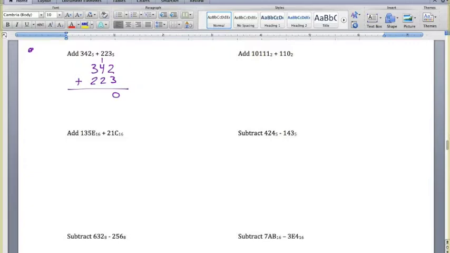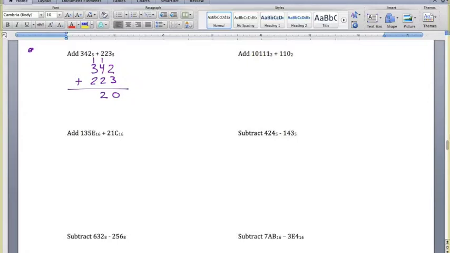Now when I add up the next column, I get 1 plus 4 plus 2, which is 7. We don't have a symbol for 7, so we have to think about how many 5s are in 7. 1 five, with how many leftovers? 2. So we're carrying over the 5s and then writing the leftovers down at the bottom.